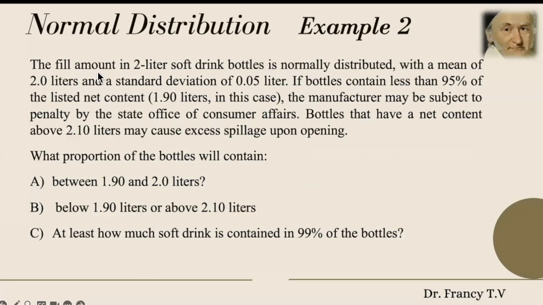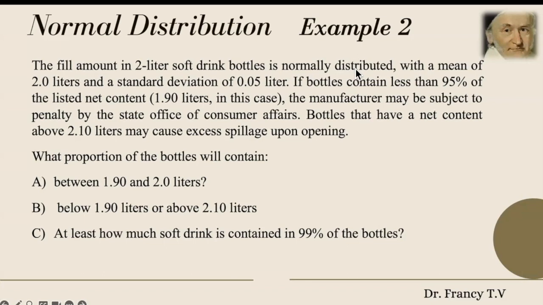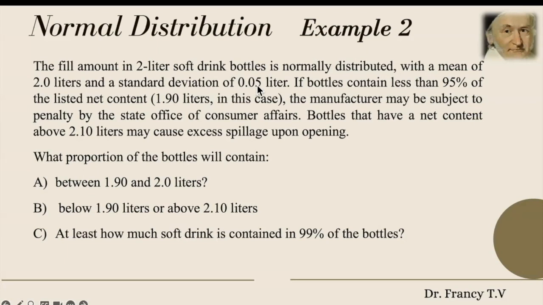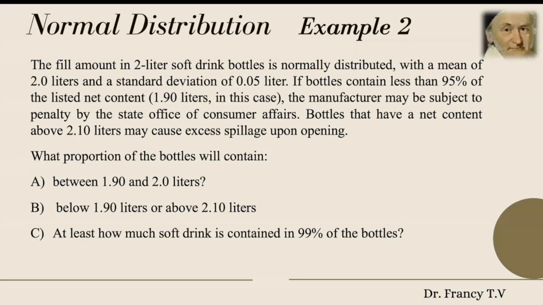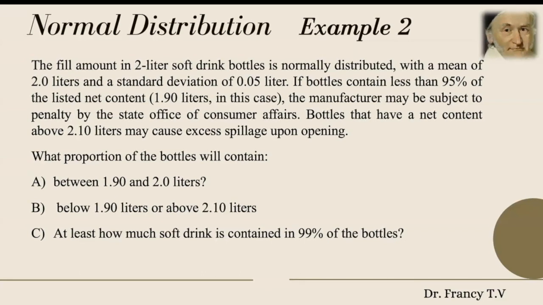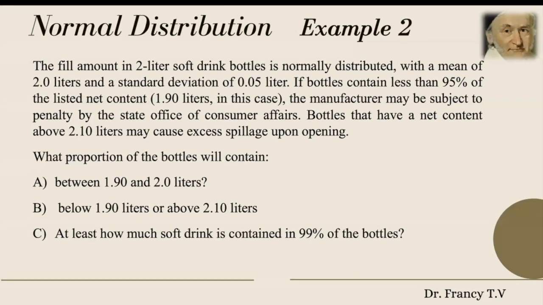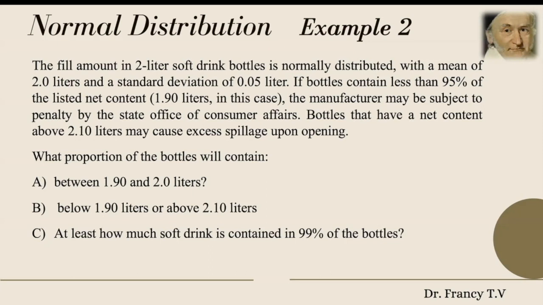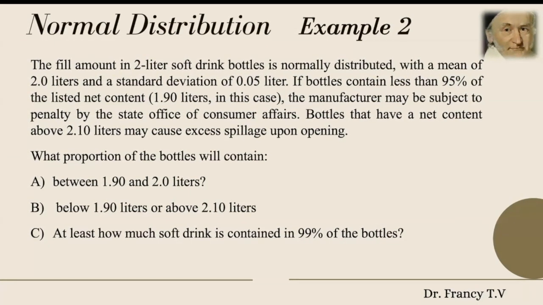Next, we are coming to the second example. The fill amount of 2 liter soft drink bottles is normally distributed with a mean of 2 liters and standard deviation of 0.05 liter. If the bottle contains less than 95% of the listed net content, that is 1.9 liters in this case, the manufacturer may be subject to penalty by the State Office of the Consumer Affairs. Bottles that have net content above 2.1 liters may cause excess spillage upon opening.